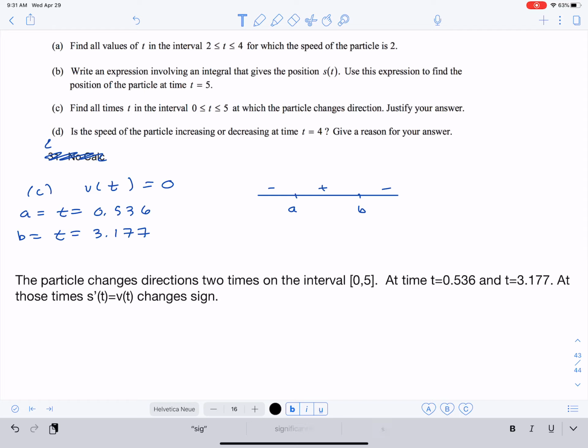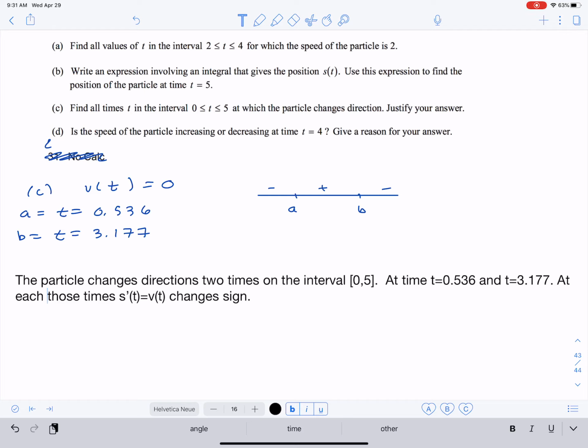I should say at each of those times. I don't think it really matters, but I feel like it's a little bit better. So at each of those times, s prime of t equals v of t changes sign. If you wanted to be more specific, you could say, at time t equals 0.536, it goes from negative to positive, and then at time t equals 3.177, it goes from positive to negative. Again, that's changing sign. Both are fine.